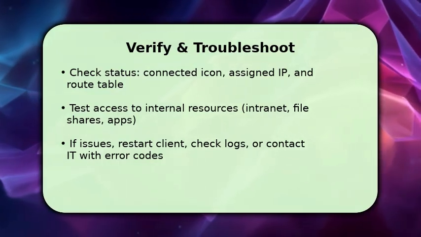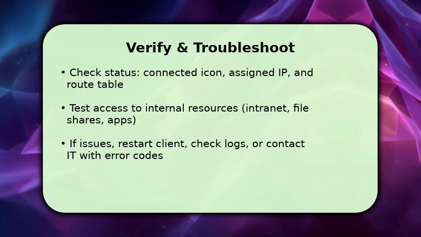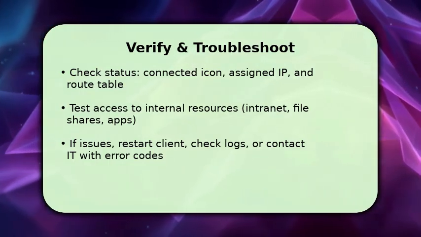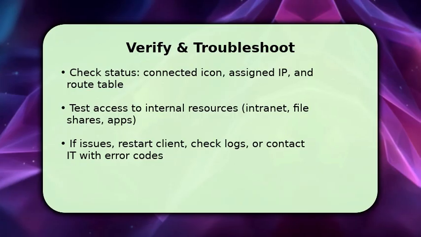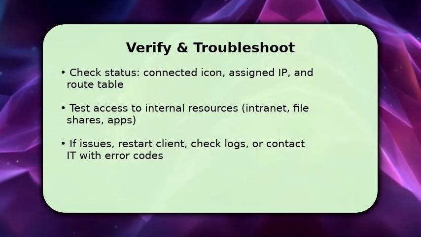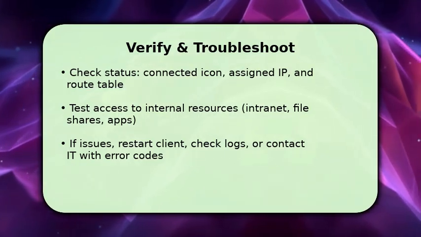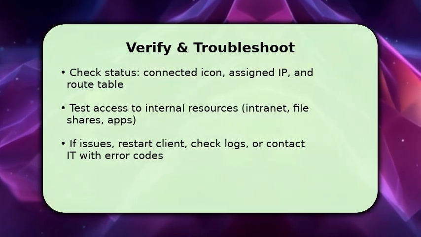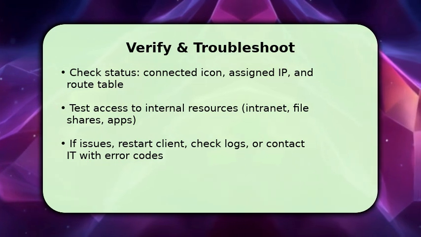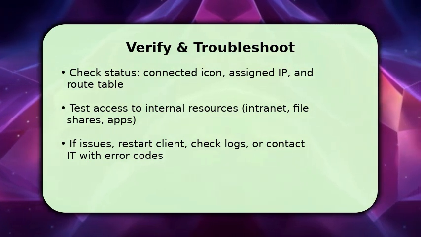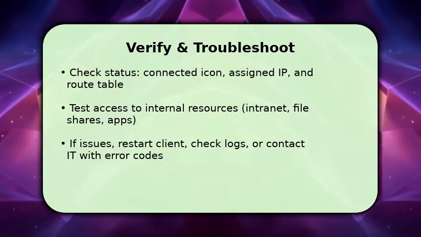If something fails, restart the AnyConnect client and try again because many transient issues clear on reconnect. If problems persist, open the AnyConnect log, copy any error codes, and contact IT. Sharing the log speedily helps them pinpoint certificate, routing, or authentication failures.